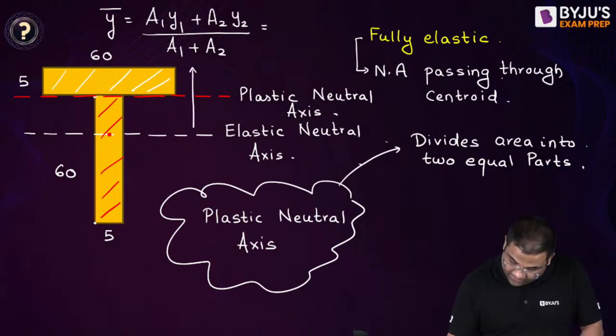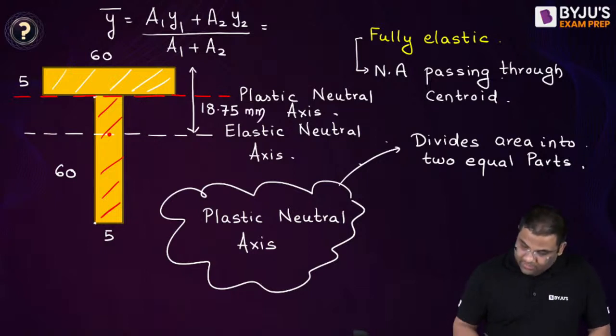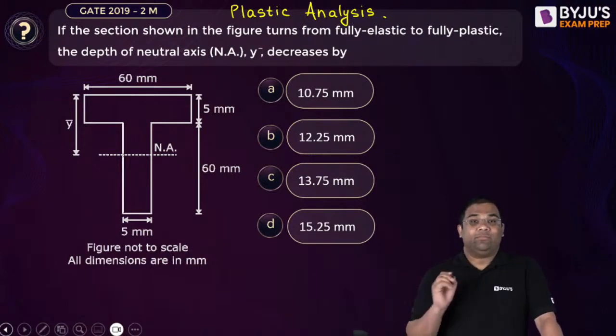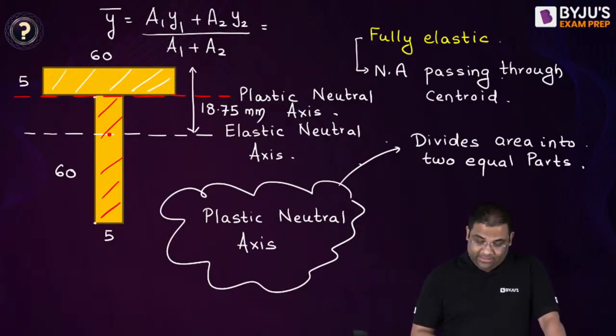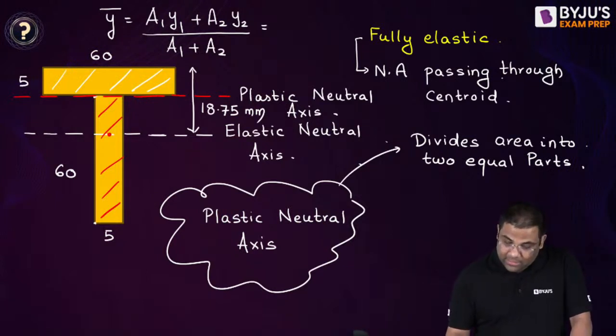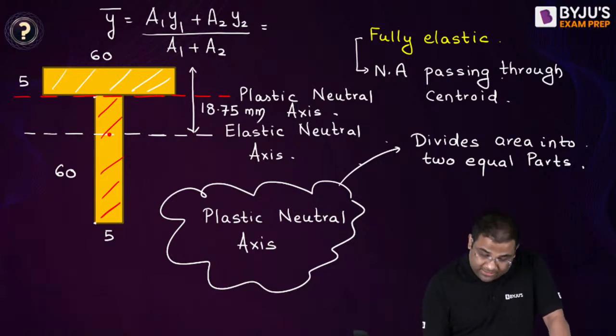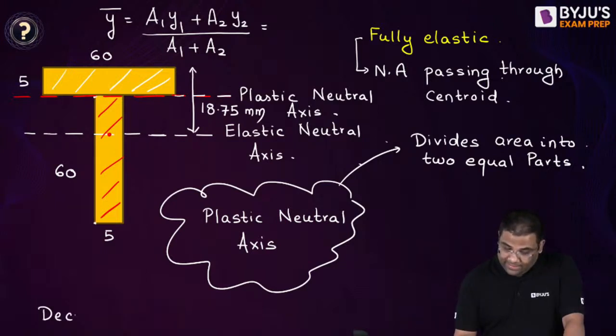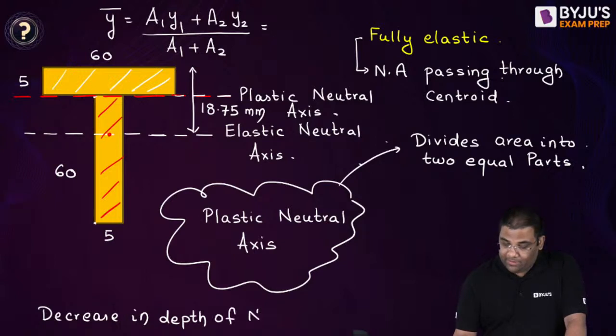So this was 18.75, right? Now, can you tell me the answer? What was the question? The question is, the depth of the neutral axis decreases by how much. Initially it was elastic, so the neutral axis was here. After it became plastic, the neutral axis is here now. Now tell me, what is the decrease in the depth of the neutral axis? Can you tell me?